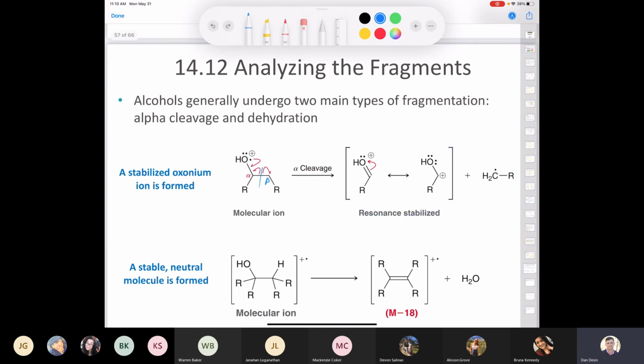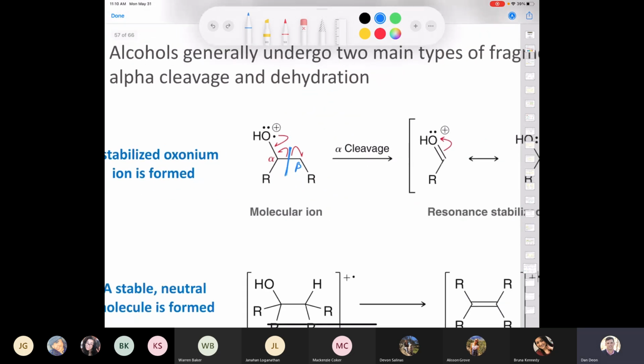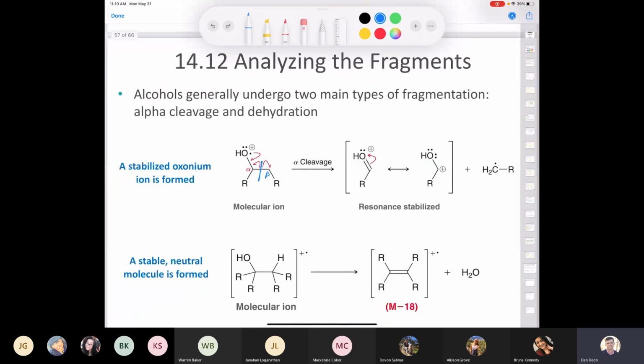So you don't even have to be able to draw this mechanism at all. I could teach this to somebody who's only studied general chemistry. All you have to do is just break that bond where this line is here. You draw what's left over here. You calculate the mass, and that would be a clue that you've got an alcohol.